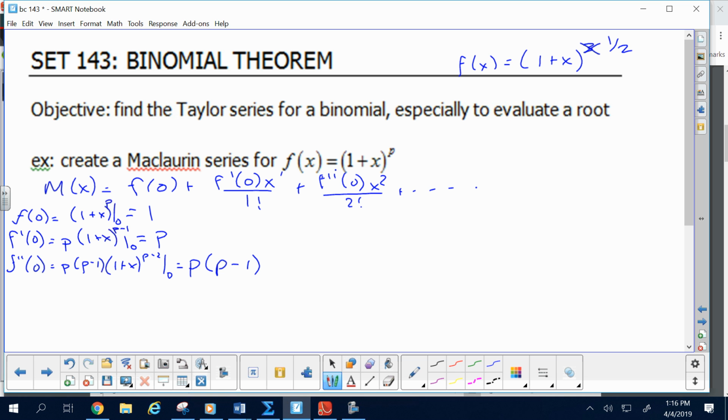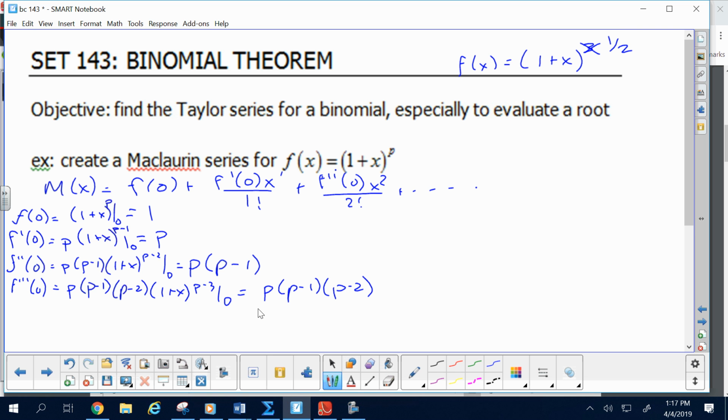Do you hear where I'm coming from? F triple prime should be enough before we go back to right. F triple prime would be p times p minus 1 times the next power coming down, which is p minus 2, times 1 plus x to the p minus 3, evaluated at 0, which is p times p minus 1 times p minus 2.